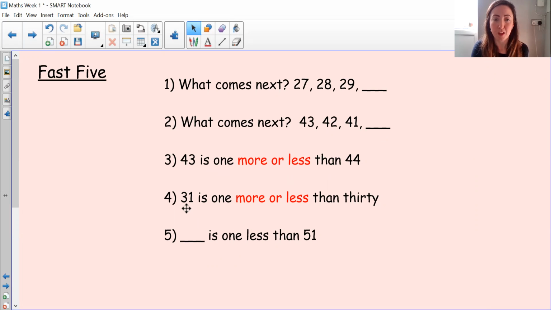And number 4, 31 is one more or less than 30. 31 is one more than 30, or 31 is one less than 30. Which one is it? And then finally, number 5, this number is one less than 51. What number is one less than 51?